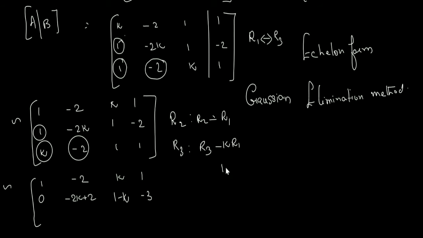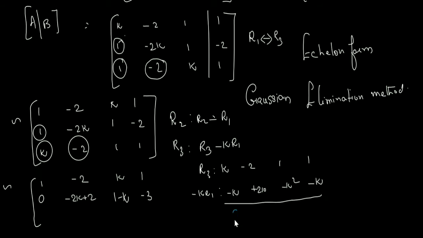R3 is k, minus 2, 1, 1, minus k times R1. What is minus k times R1? Multiply this by minus k. Minus k times minus 2 gives plus 2k. So it will become plus 2k minus k. Multiplying this by minus k will give you minus k square. Multiplying this by minus k will become minus k.